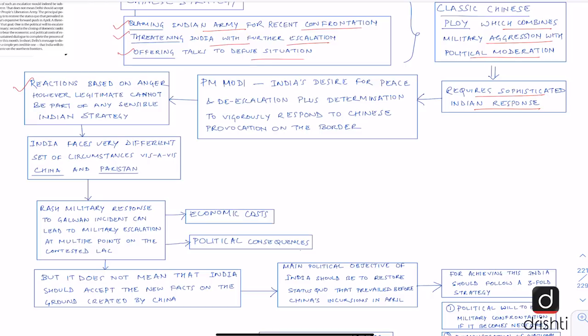Also, the editorial says that any rash military response to the Galwan incident can lead to military escalation at multiple points on the contested line of actual control, which will not be in favor of India and nor in favor of China, because it will have huge economic costs for both the countries as well as political consequences. But at the same time, it does not mean that India should accept the new facts on the ground which are being created by China.